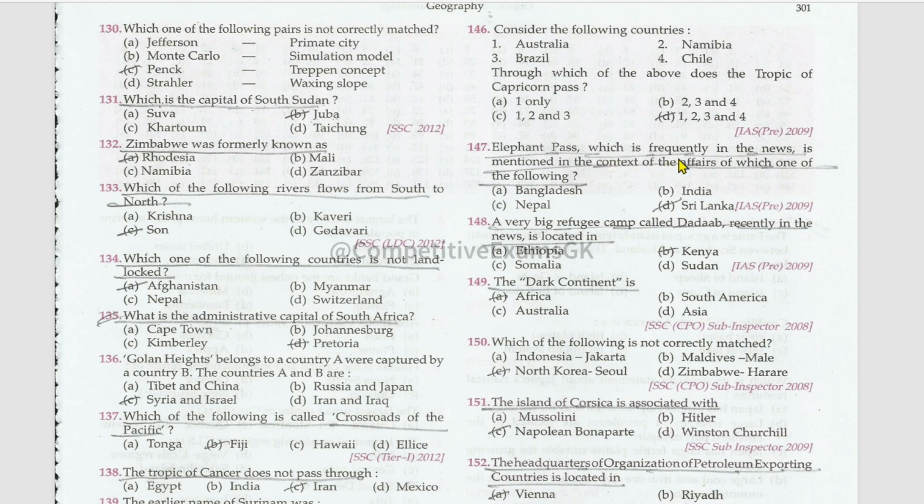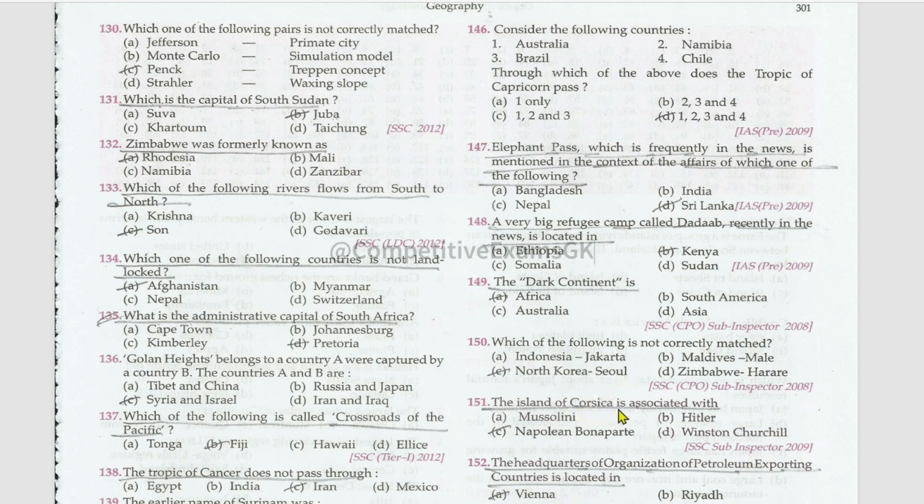Elephant Pass, which is frequently in the news, is mentioned in the context of affairs of which one of the following? That is Sri Lanka. A very big refugee camp called Dadaab, recently in the news, is located in Kenya. The dark continent is Africa. Which of the following is not correctly matched? North Korea, Seoul, no, false. Indonesia, Jakarta; Maldives, Male; Zimbabwe, Harare, right. What is the capital of North Korea? Mention that in the comments.